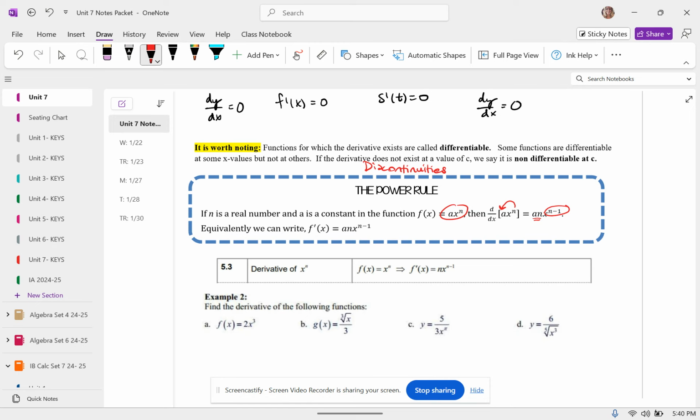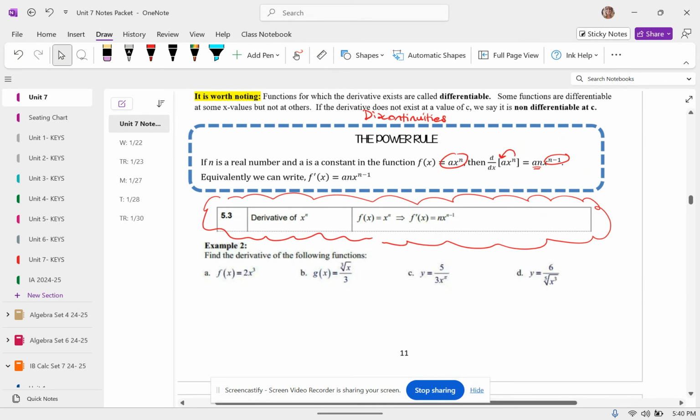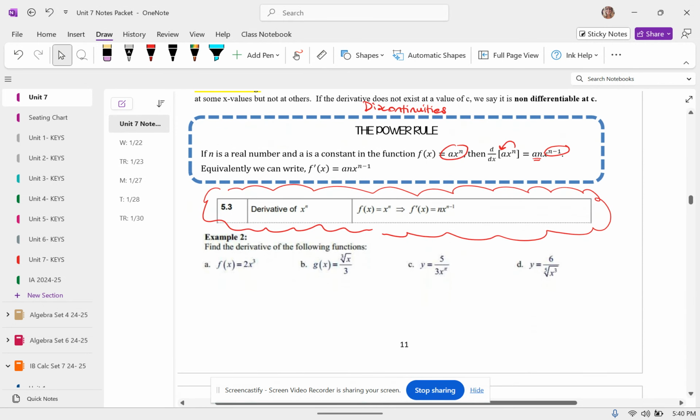This is in your formula booklet as this. So if you get to know that, you won't need it on the test. You'll just know. I see a polynomial or something that could be written as singular powers. I'm good. So in example 2, it says find the derivative of the following functions.